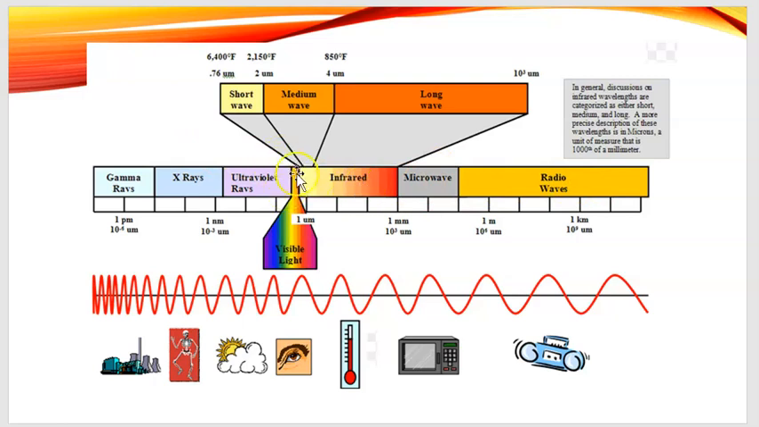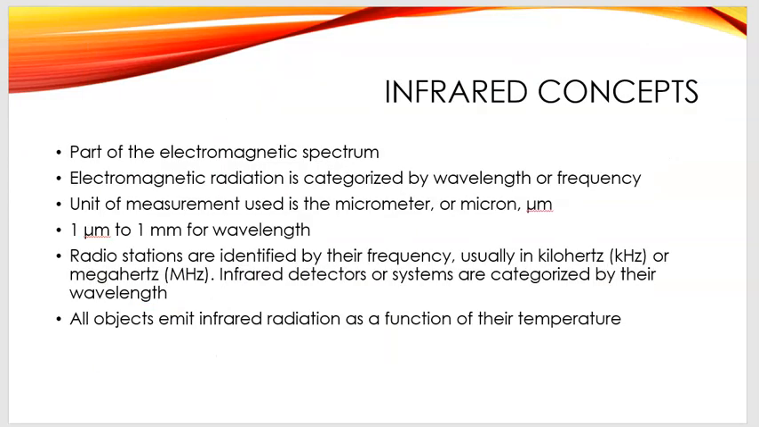But some of the visible light does not. The wavelength is short enough; it will not go through there, and part of that's due to the material also. As we just saw, infrared is part of the electromagnetic spectrum. Radiation is categorized by wavelength or frequency.